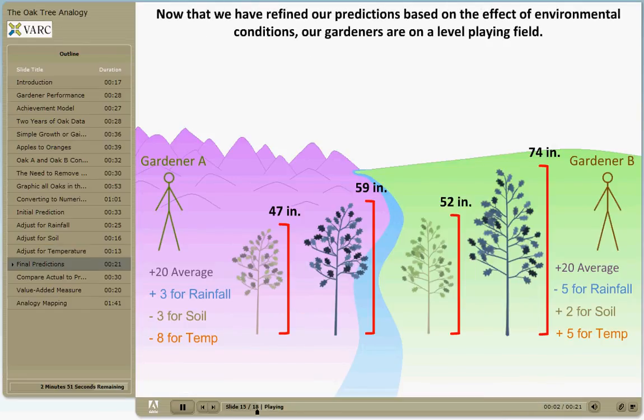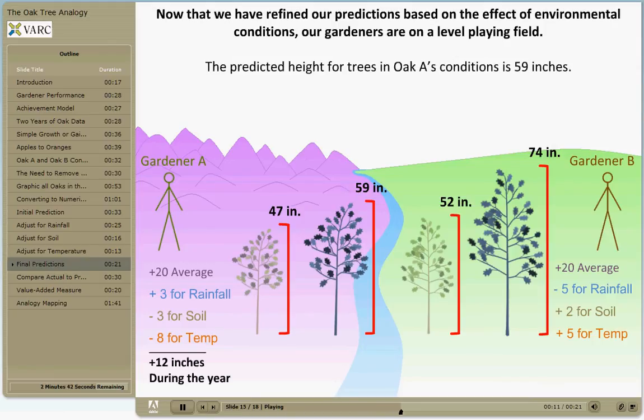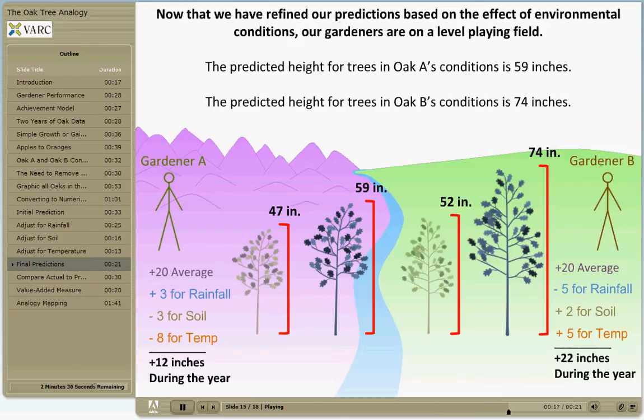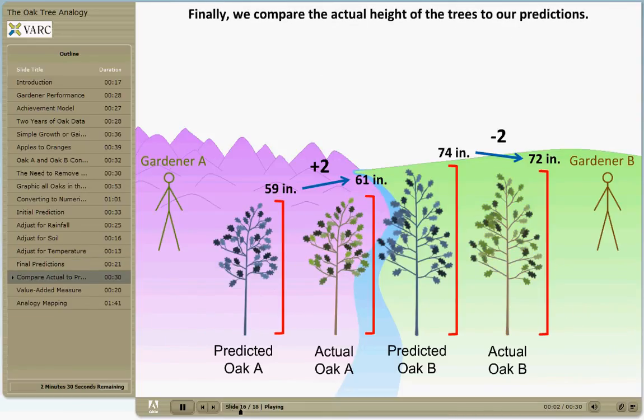Now that we have refined our predictions based on the effect of environmental conditions, our gardeners are on a level playing field. The predicted height for trees in oak A's conditions is 59 inches. The predicted height for trees in oak B's conditions is 74 inches. Finally, we compare the actual height of the trees to our predictions.